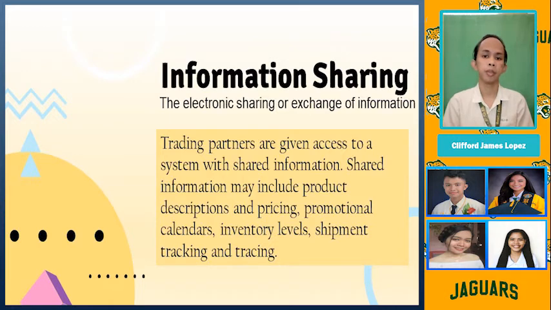There are several types of information sharing. Information shared by individuals such as video shared on Facebook or YouTube. Next is information shared by organizations. Example will be the tracking and tracing of the shipment of the item you bought in Lazada or Shopee.